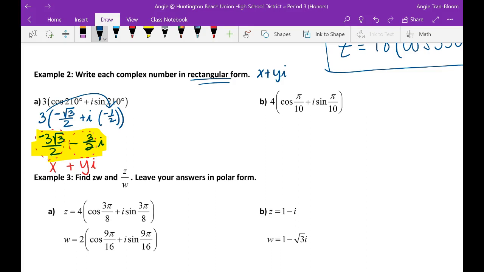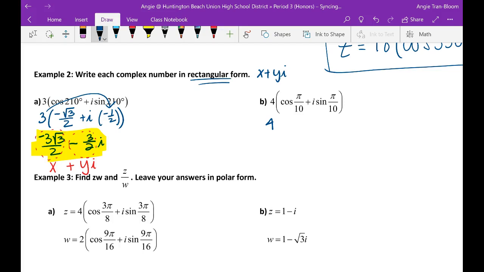Next, we are going to try b. For b, we are going to do the same thing. We're going to write 4 down. But I'm going to be stuck. I do not know what cosine of pi over 10 is, so I'm going to bust out my calculator. Hopefully you trust me. Pi over 10 is in radians, so I'm going to double check my calculator to make sure I'm in radians.